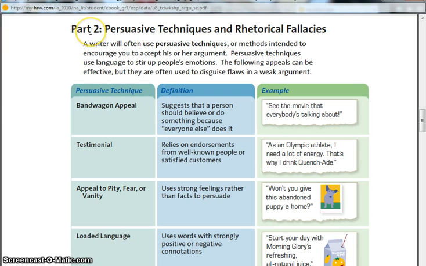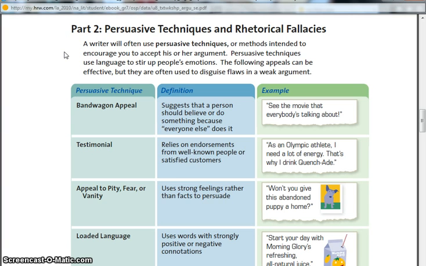It says Part 2, Persuasive Techniques and Rhetorical Fallacies. A writer will often use persuasive techniques or methods intended to encourage you to accept his or her argument. Persuasive techniques use language to stir up people's emotions. The following appeals can be effective, but they are often used to disguise flaws in a weak argument.